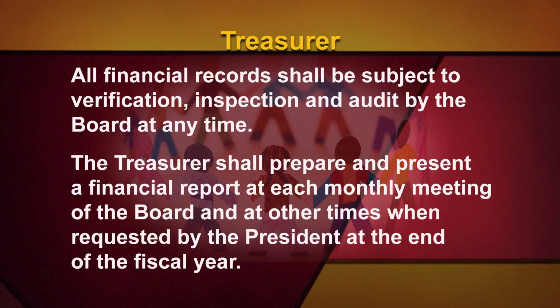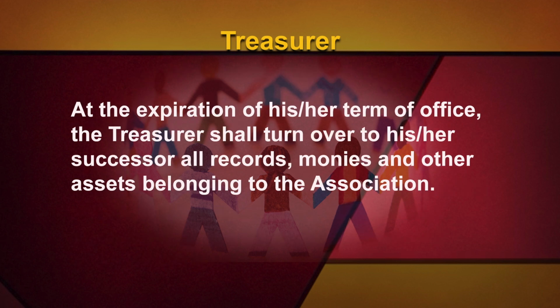All financial records shall be subject to verification, inspection and audit by the board at any time. The treasurer shall prepare and present a financial report at each monthly meeting of the board and at other times when requested by the president, and at the end of the fiscal year. At the expiration of his or her term of office, the treasurer shall turn over to his or her successor all records, monies and other assets belonging to the association.